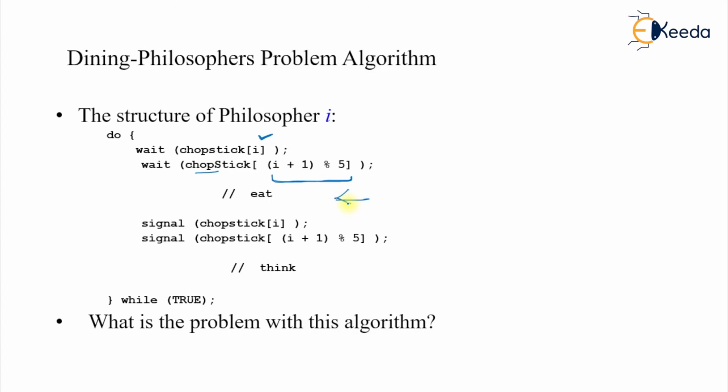After getting both of them, it will eat, then it will signal chopstick I and the other chopstick, and then it will think, and keep on repeating this process. Do you see any problem with this algorithm?